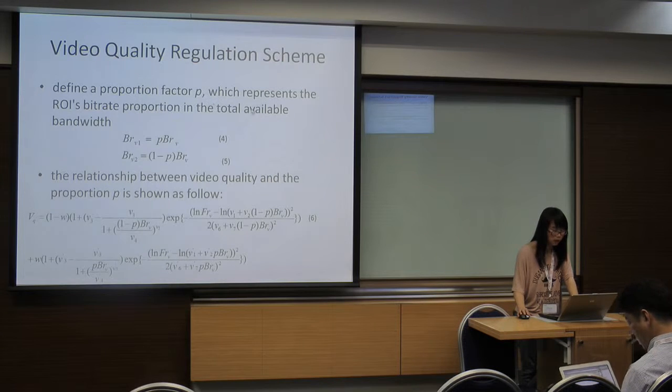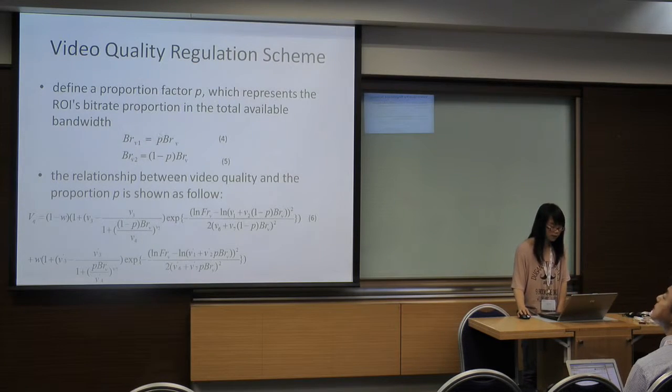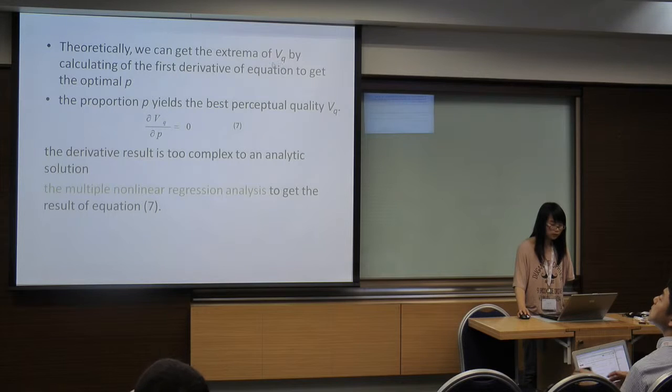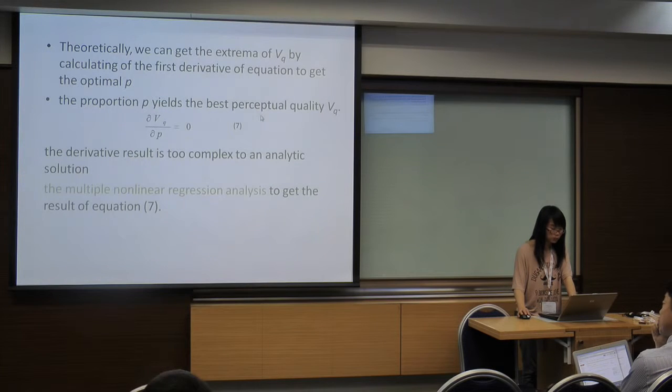We define a correlation factor P, which represents the ROI bitrate correlation in the total available bandwidth. The relationship between video quality and P can be shown as follows. Theoretically, we can get the extremum of the video quality by calculating the first derivative of the equation to get the optimal P. The optimal P gives the best potential video quality, but the limitation is that the result is hard to convert to an analytic solution. So we use multiple nonlinear regression analysis to get this result.